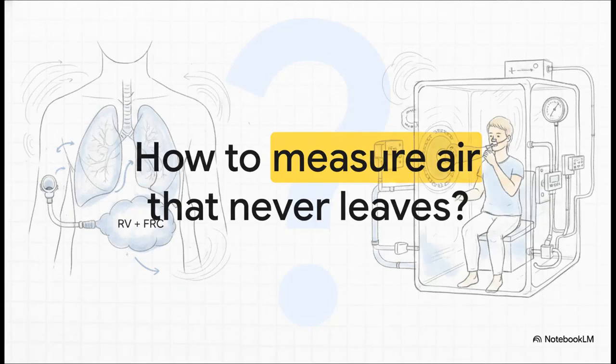Now, as future RTs, you already know basic spirometry is fantastic for measuring vital capacity and forced expiratory flows. But it leaves us with a massive problem. How exactly do you measure residual volume, RV, and functional residual capacity, FRC, when that air never actually leaves the patient's lungs? I mean, think about it. By definition, residual volume is the air stuck in the lung after a maximal exhalation. If the patient can't blow it out, your spirometer simply can't measure it. So, what do we do?